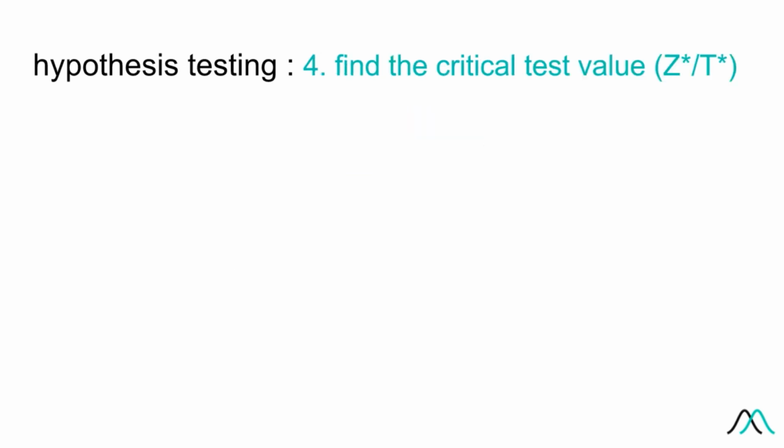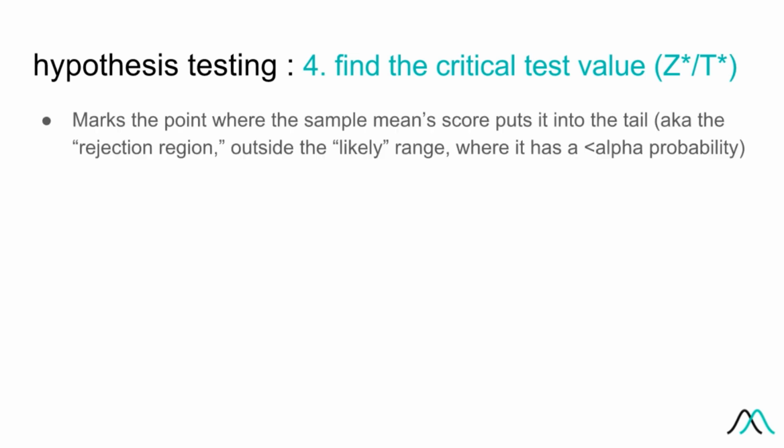The fourth step in parametric hypothesis testing is to find the critical test value. And this is something we've actually already seen in our discussion of alpha and tails. The critical test value, notated with an asterisk, is the z or t score, or scores in two-tailed tests, that mark where alpha is on the SMC, and therefore where the unlikely versus likely ranges are on the sample means curve. Therefore, a sample mean with a z or t score more extreme on the SMC than the critical value puts that sample mean in the tail or rejection region and outside of the likely range.